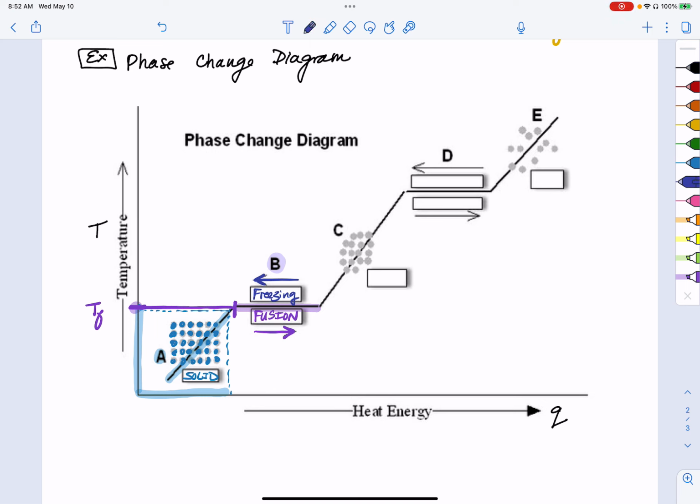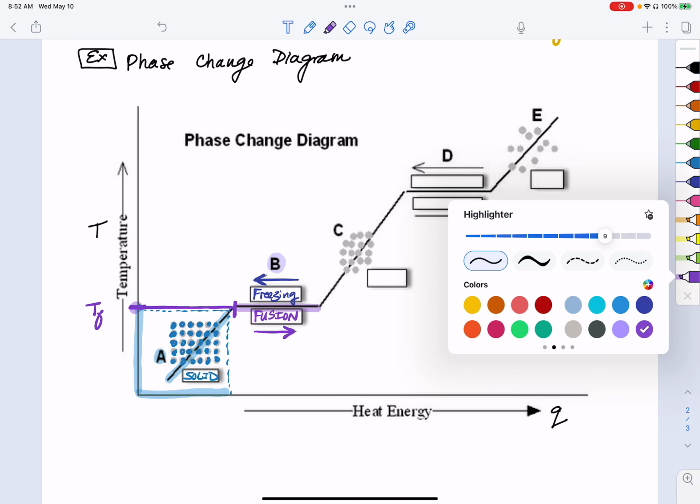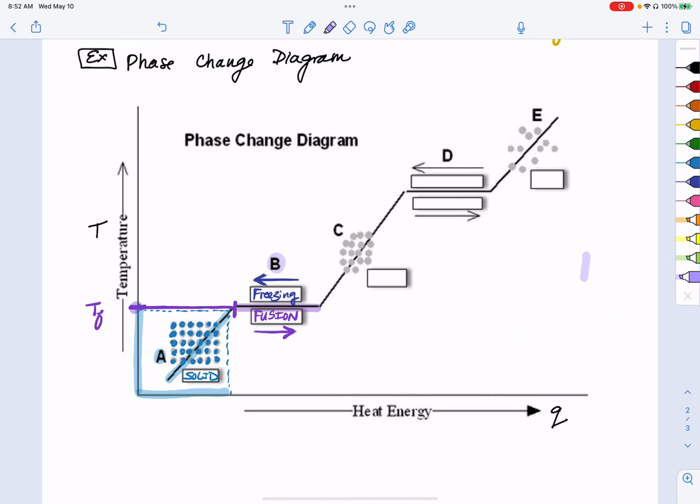So what we've got here is a phase equilibrium going on, or a mix of solid and liquid. So in region B, we have both solid and liquid.